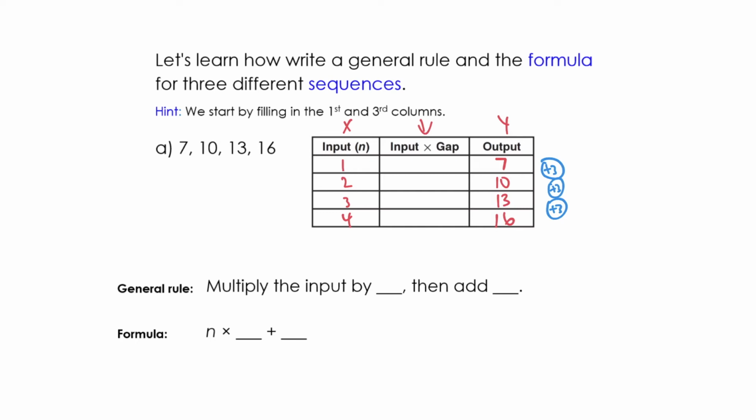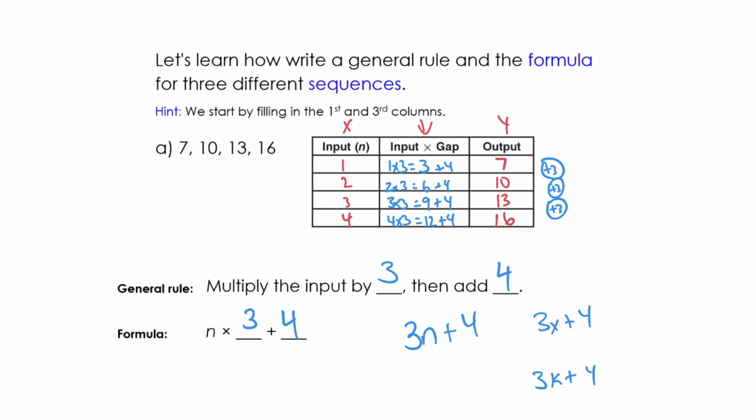So you have to do input times the gap. So 1 times 3, that equals 3. And how do you get from 3 to 7? You have to add 4. So if you did 2 times 3 equals 6, plus 4 is 10. 3 times 3 equals 9, plus 4 is 13. 4 times 3 equals 12, plus 4 equals 16. Multiply the input by 3, then you add 4. So the other way to do it with algebra is you can do 3n plus 4. You can do 3x plus 4. You can do 3k plus 4. It doesn't matter which letter you choose.